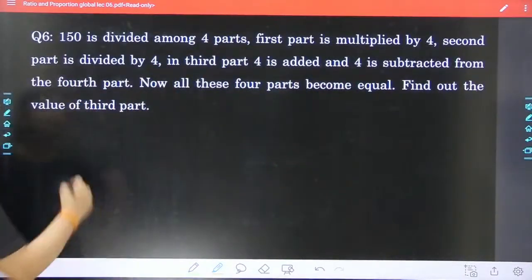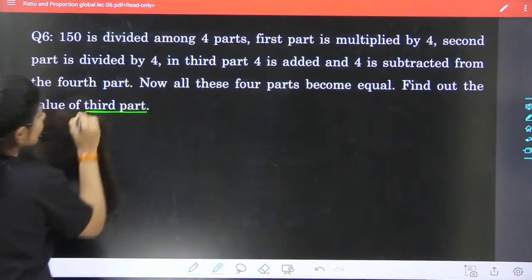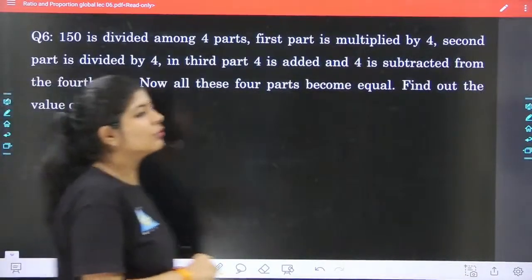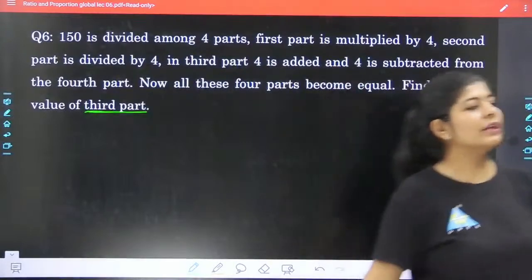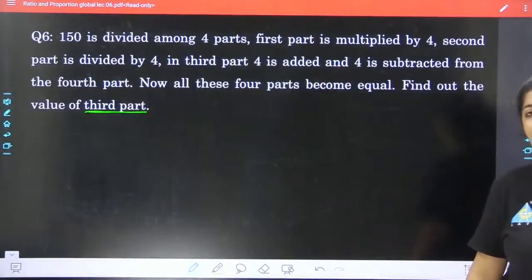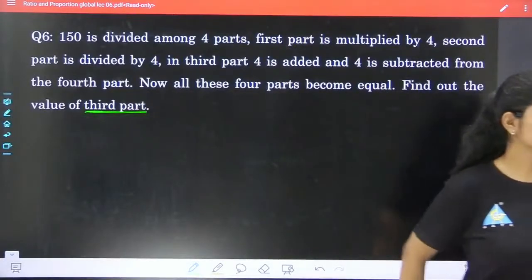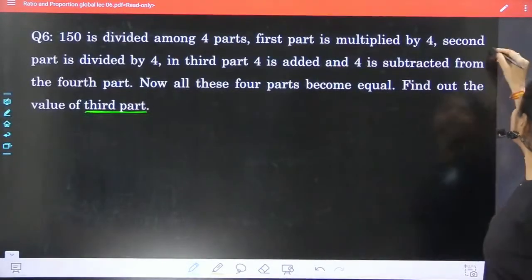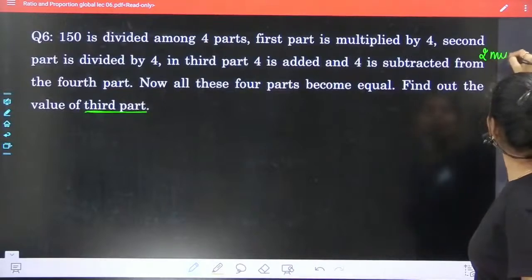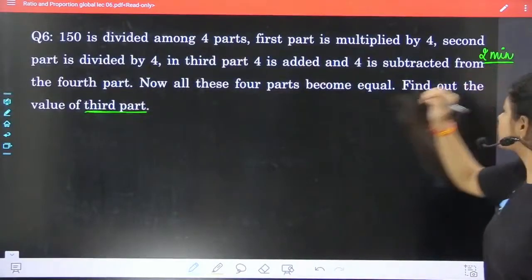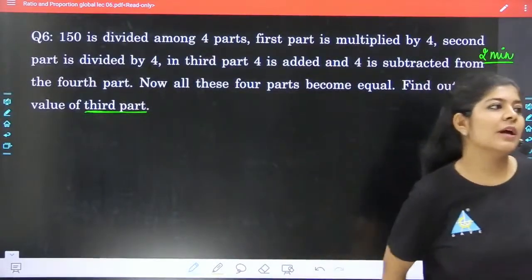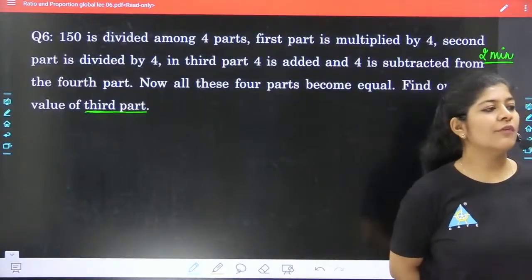Find out the value of the third part. What we have to do? We have to find out the value of just the third part. You have 2 minutes to solve this question and try to answer this. What is the value of the third part?